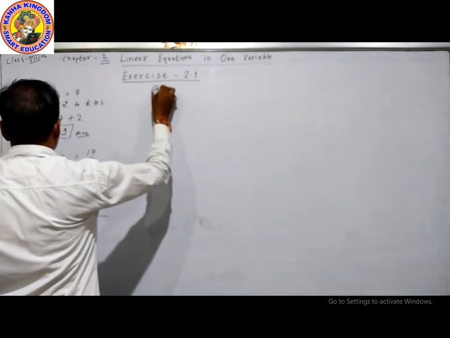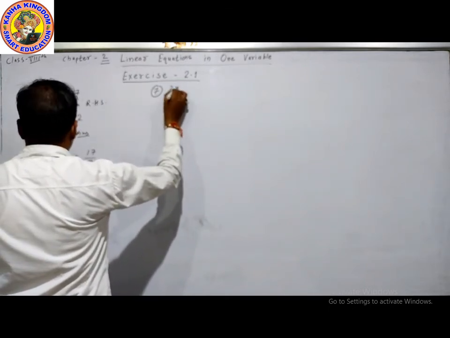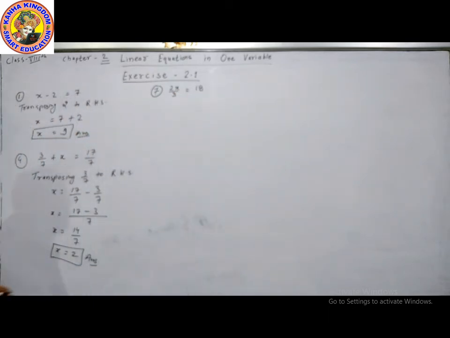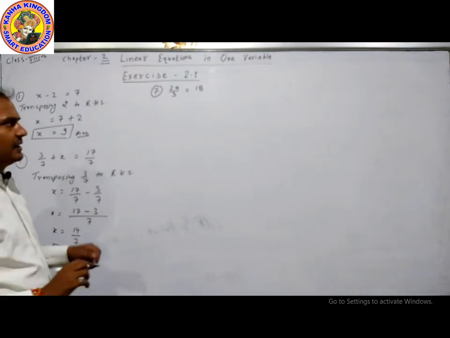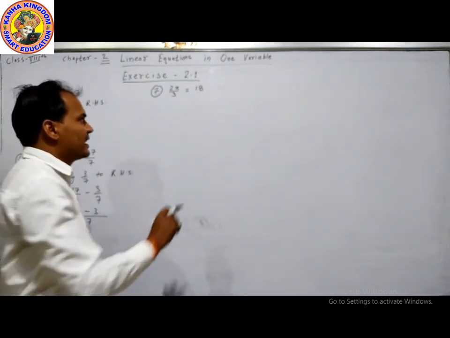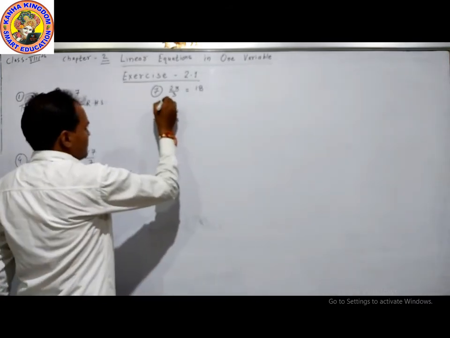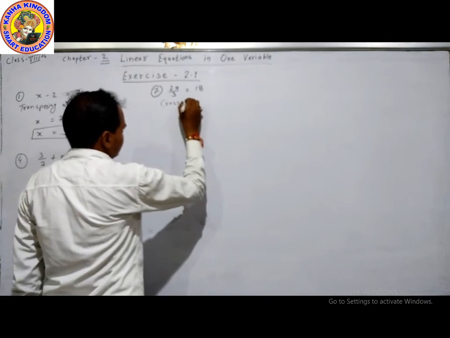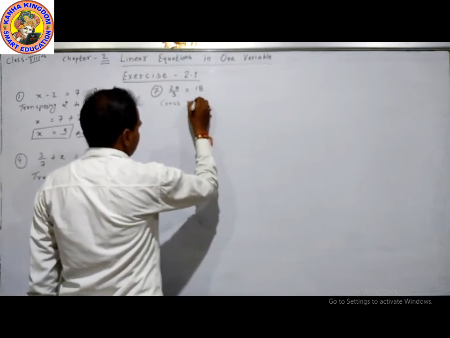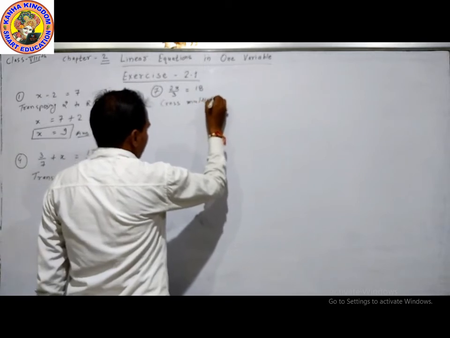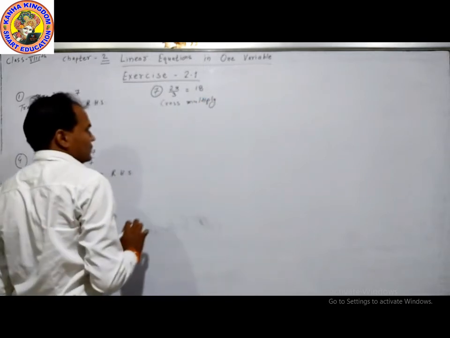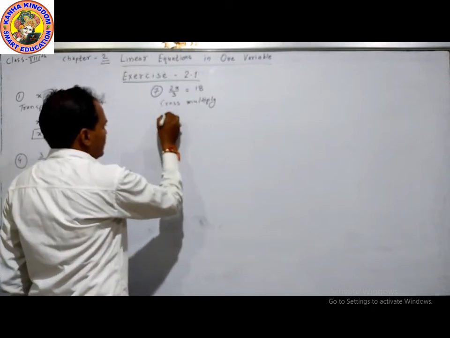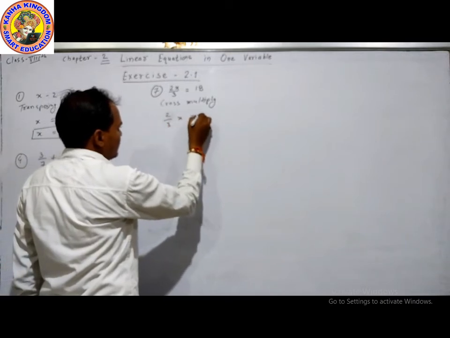We take another question from exercise question number 7. 2x by 3 is equal to 18. This is the question. Solve the equation, that is, find the value of x. First of all, we write down cross multiply. Cross multiply means 2 by 3 x is equal to 18.